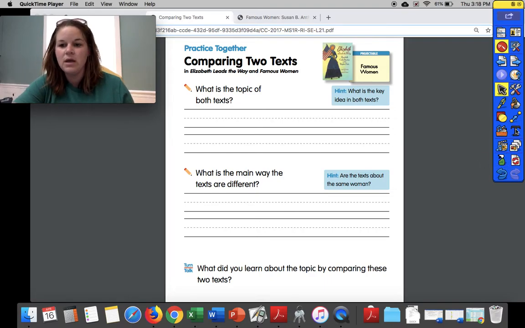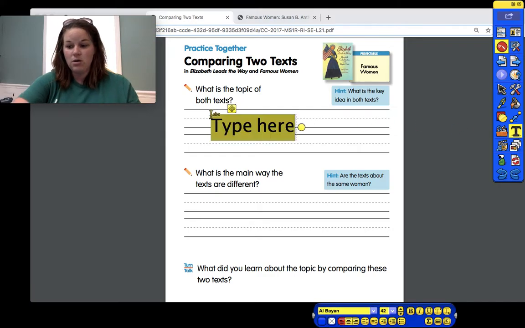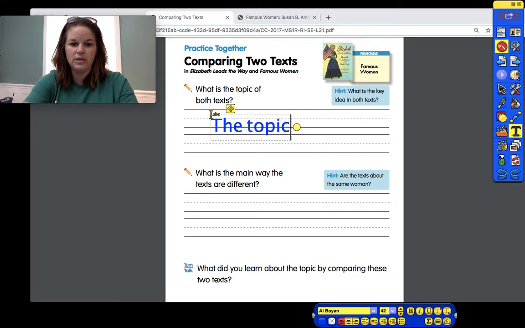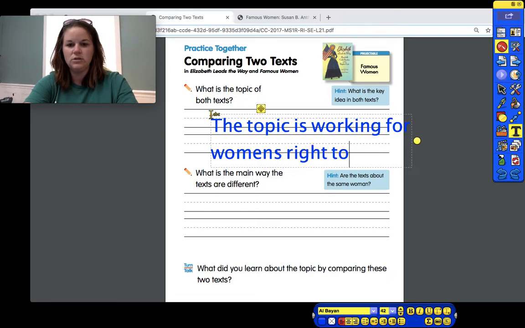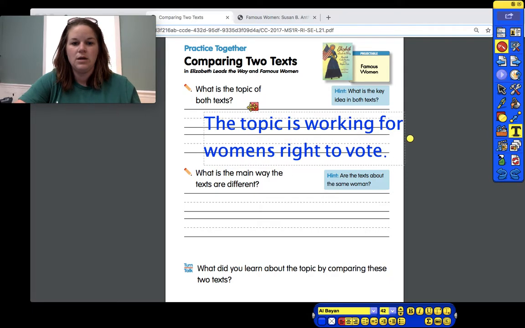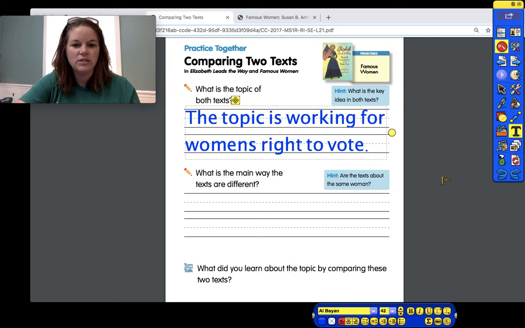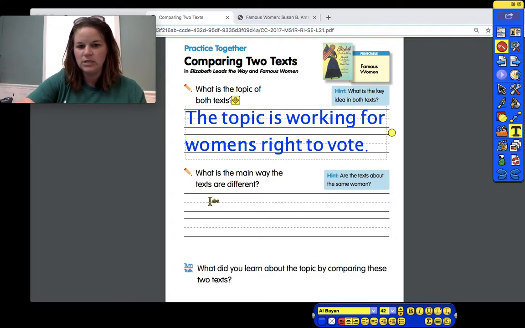So it was about working for women's right to vote. So the topic is working for women's right to vote. Now, you can pause the video at any time that you need to have time to write this. I'm going to give you just a few seconds, and then I'll go on to the next one, but you can pause it if you need to.